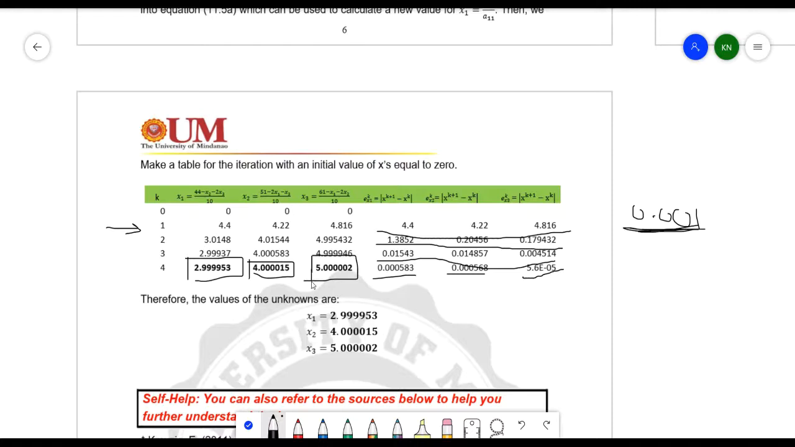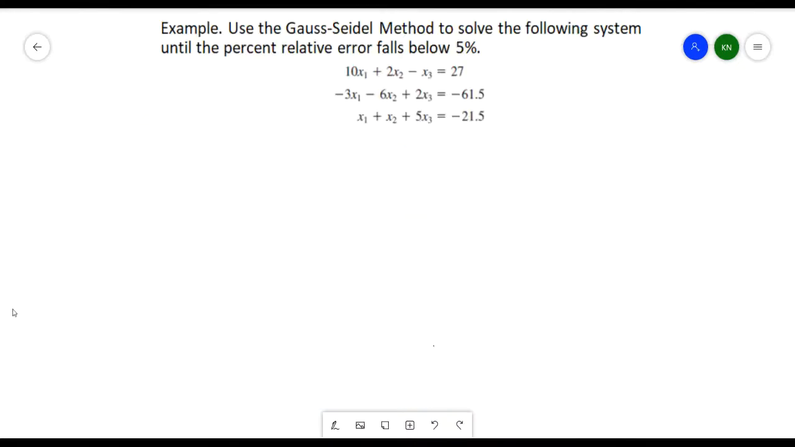So this is how we solve our problems using the Gauss-Seidel method. We have here an example. Use the Gauss-Seidel method to solve the following system until the percent relative error falls below 5%. So 5% is also equivalent to 0.05, right? Meaning to say our relative error, or our Ek, must be less than 0.05.